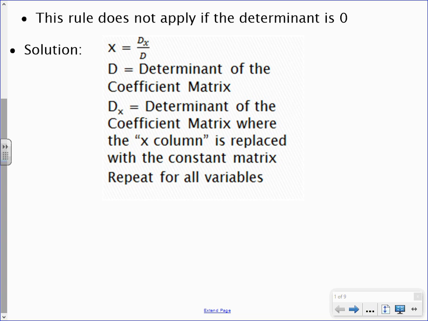So on the next slide, there's going to be a 3-variable system. I'd like you to write it down, and then we're going to go step by step finding x, y, and z.